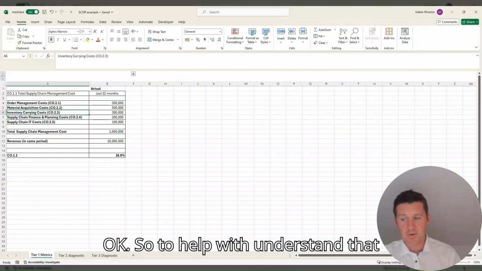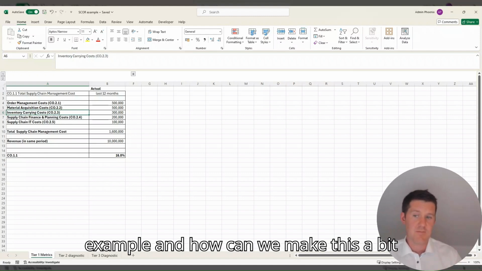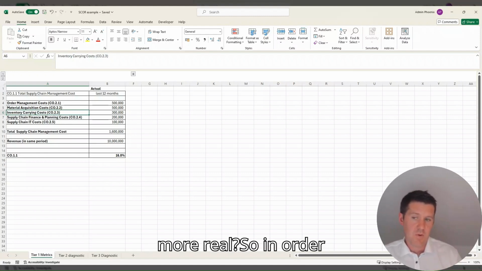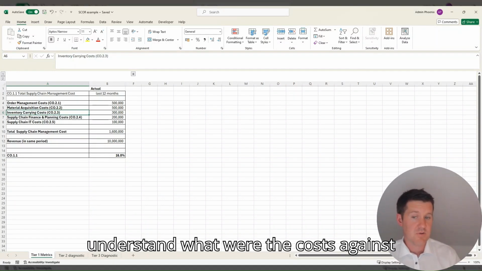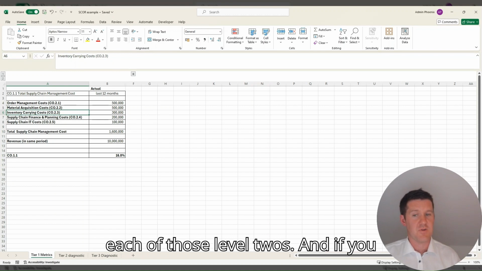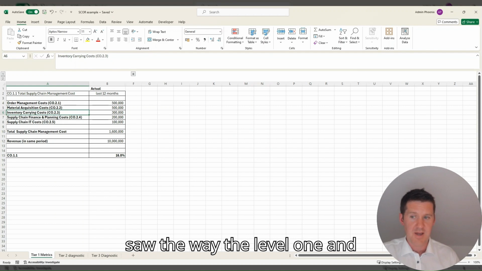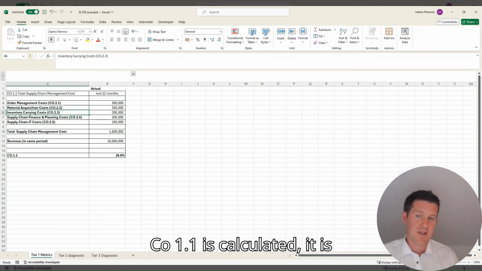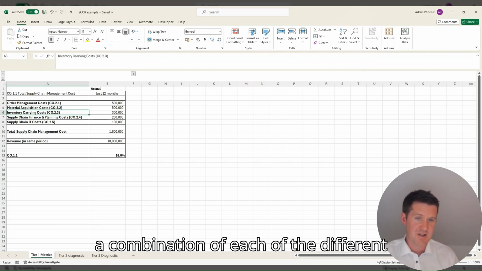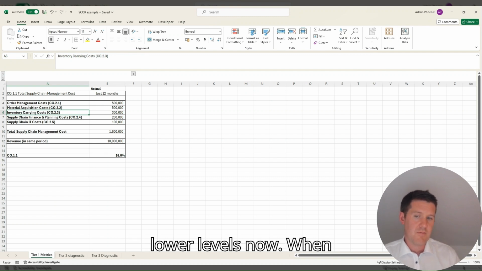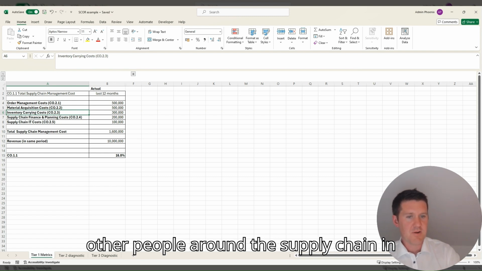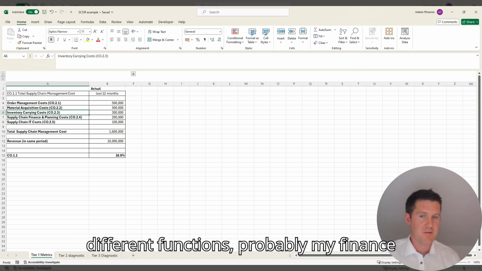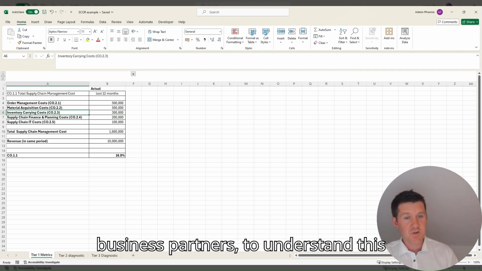Okay, so to help with understanding that example and how we can make this a bit more real, in order to build up that picture for the total supply chain management cost, I need to understand the costs against each of those level twos. And if you saw the way the level one CO 1.1 is calculated, it is a combination of each of the different lower levels. Now, when you're going through this, part of the SCOR model is that I need to talk to other people around the supply chain in different functions, probably my finance business partners, to understand this information.